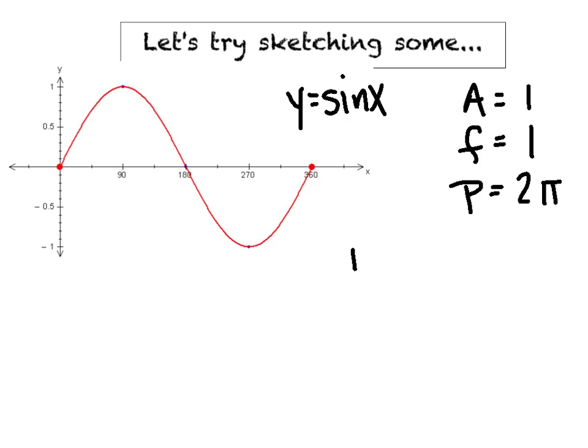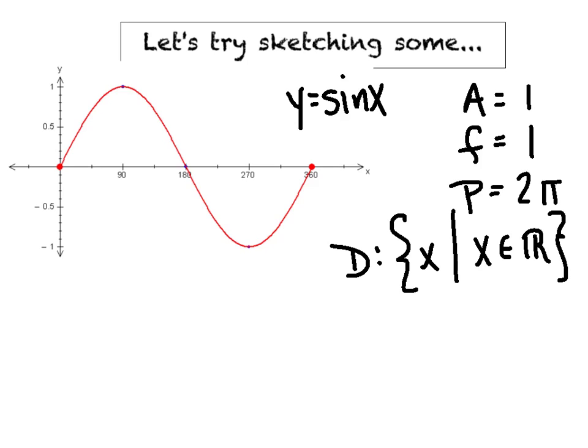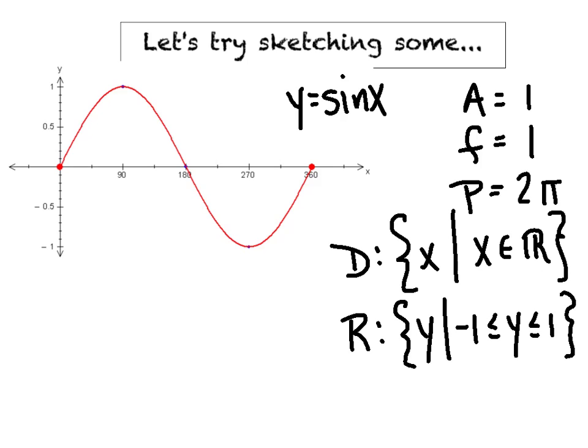The domain is actually all x values such that x is an element of the set of real numbers. And basically what that means is the graph goes on forever and ever. It just continues to repeat the same cycle over and over again. However, the range is very different. All y values such that -1 is less than or equal to y, which is less than or equal to 1. We use -1 because that's the lowest it ever goes, and +1 because that's the highest it ever goes.